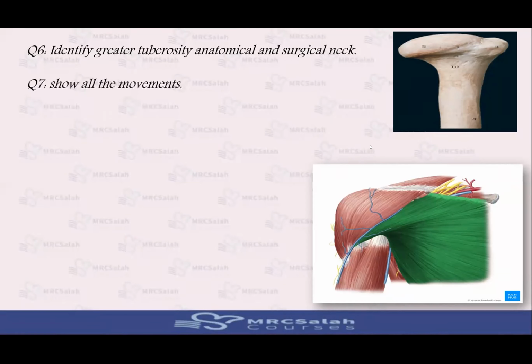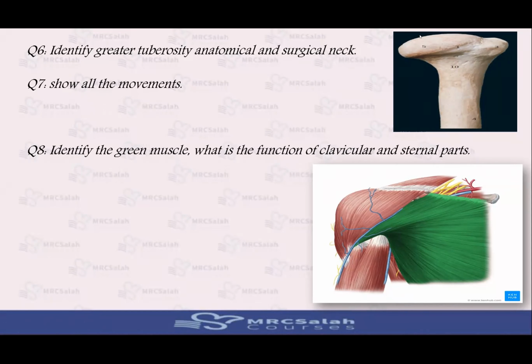Dr. Muhammad, can you tell me the movements at the shoulder joint? It is flexion, extension, abduction, adduction, internal rotation, external rotation, and circumduction. Okay. You will be asked in the exam either to show it on yourself or there will be an actor that you show the movements on.